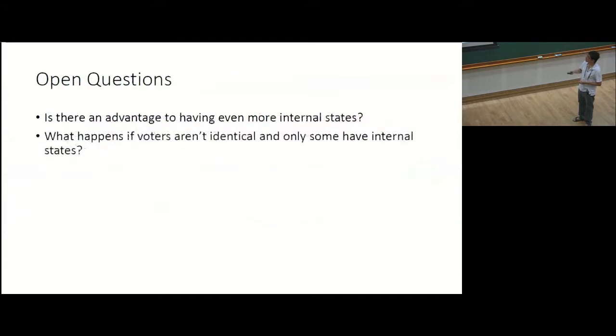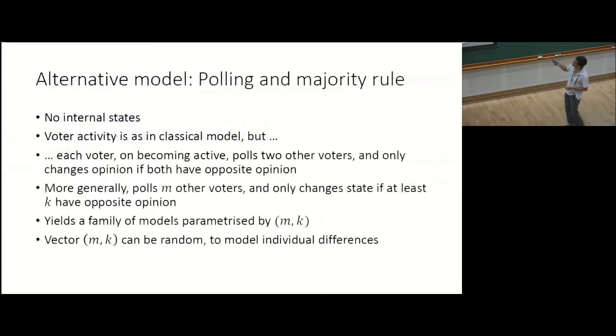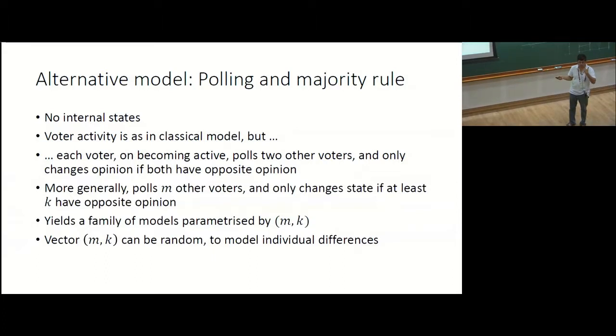Okay, and similarly, in some work with James Kruse, I looked at a variation of this. What we do here is there are no internal states, but every time, instead of sampling one voter, you sample, let's say, 2 voters. So I ask 2 people for their opinion, and if they both agree, then I adopt their opinion. But if they disagree, then I stick with my opinion. And you can also generalize that. So you could ask M people and only change your opinion if some supermajority K of them disagree with you, etc.